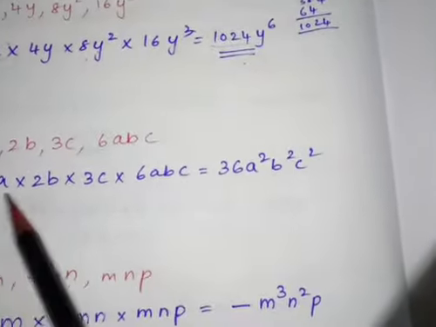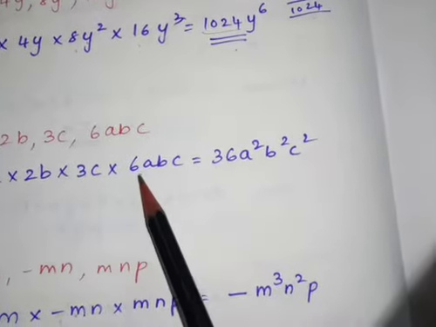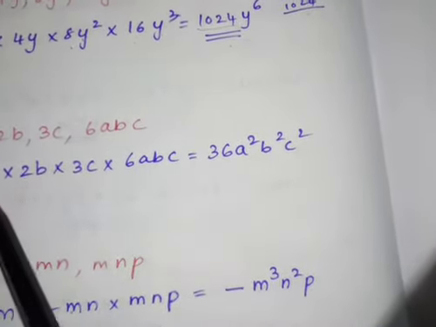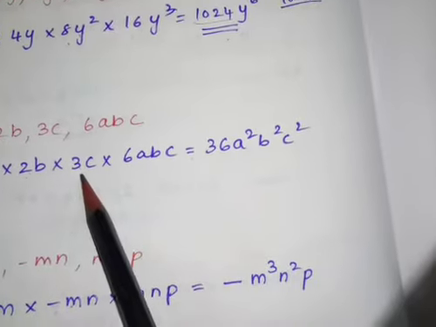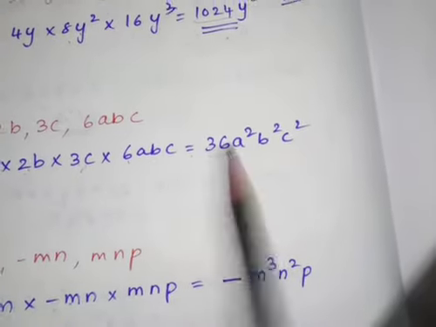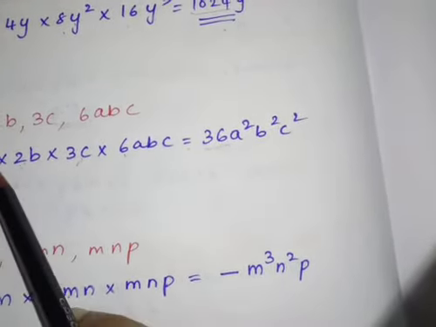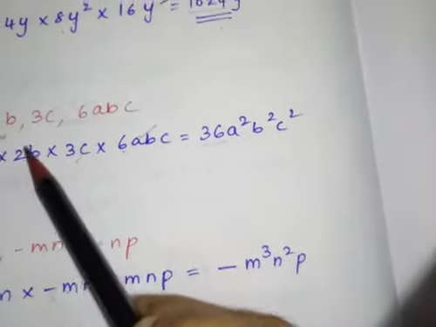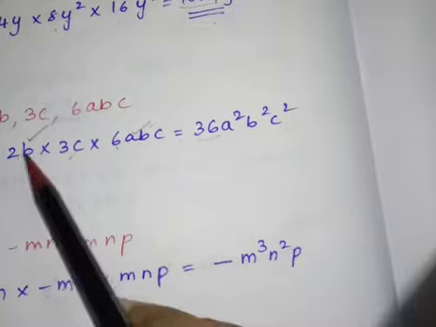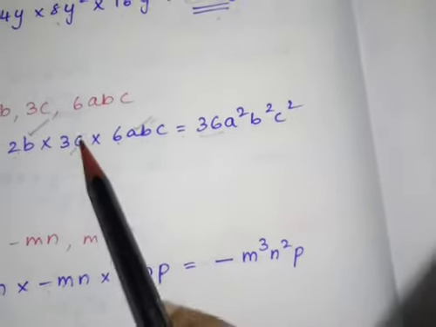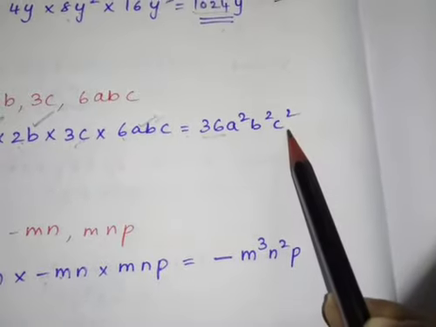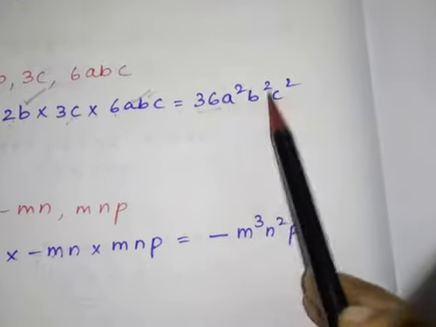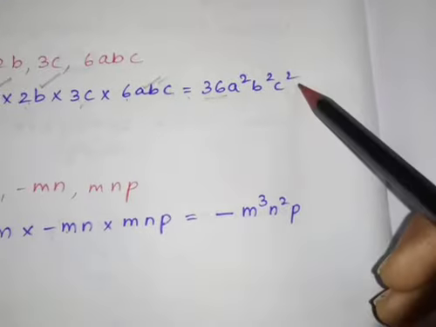Next, a into 2b into 3c into 6abc. 1 into 2, 2. 2 3s are 6. 6 6s are 36. Next, how many a are there? 2a are there. Upper a into a square. How many b are there? 2b are there. B into b, b square. How many c's are there? C into c, c square. So, 36, a square, b square, c square is the answer.